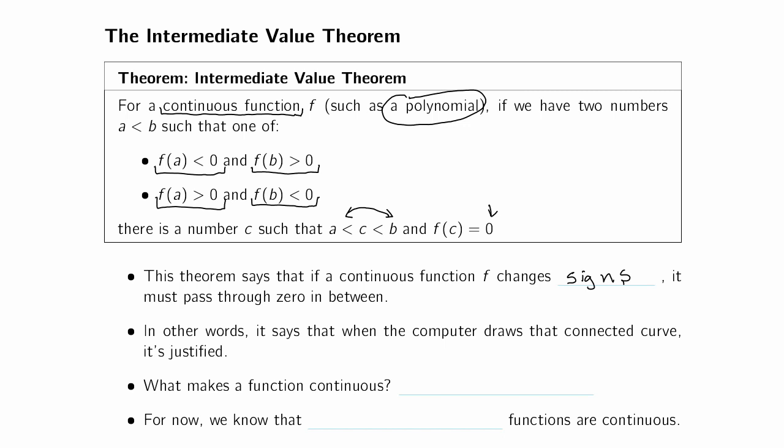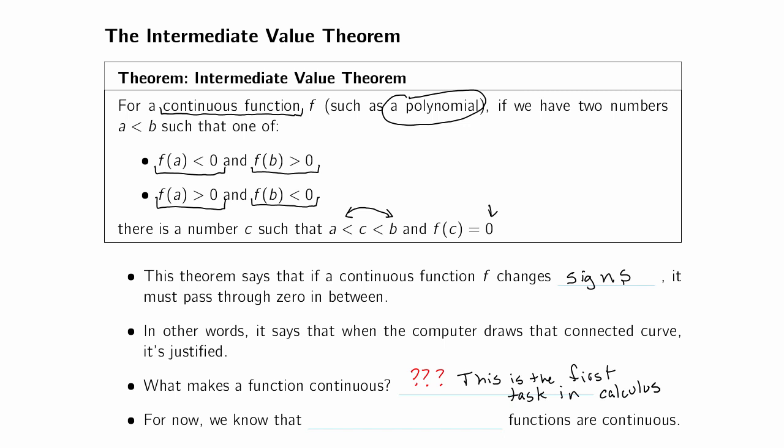Now, this is begging the question, because I haven't told you what a continuous function is. Right now, continuous functions are ones for which we draw connected curves. But now this theorem says if we have a continuous function already, we're justified in drawing a connected curve. So this might seem circular, and at the moment it is. What is it about a function exactly that makes it continuous? Answering this question is our first task in calculus.